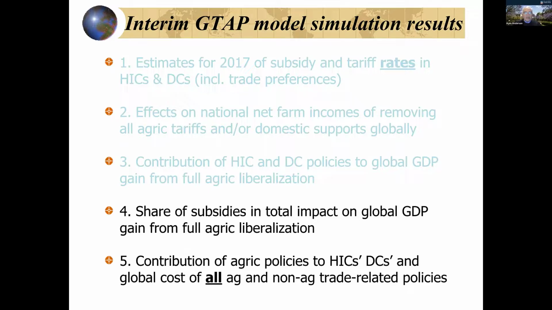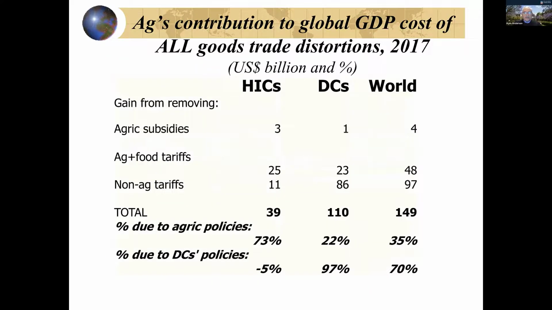Okay, so the next slide is looking at the contribution of those agricultural policies to the global cost of all trade distorting policies. The subsidies component is the first row, the agricultural tariffs is the second row, and then the non-agricultural tariffs is the third row. So of this total, it's about $150 billion a year is the cost of all of these trade distorting policies, both agricultural and non-agricultural.